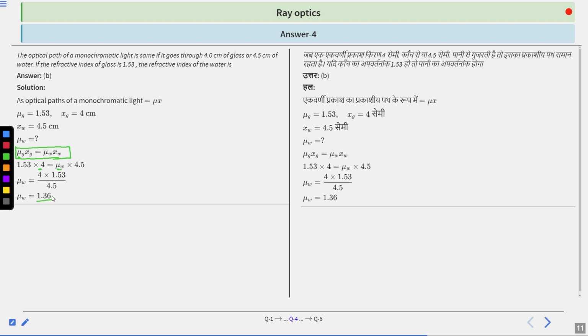So 1.36 is the refractive index of the water that is asked in this question. Clear? So the refractive index of the water is 1.36. The correct option is option B. Clear?